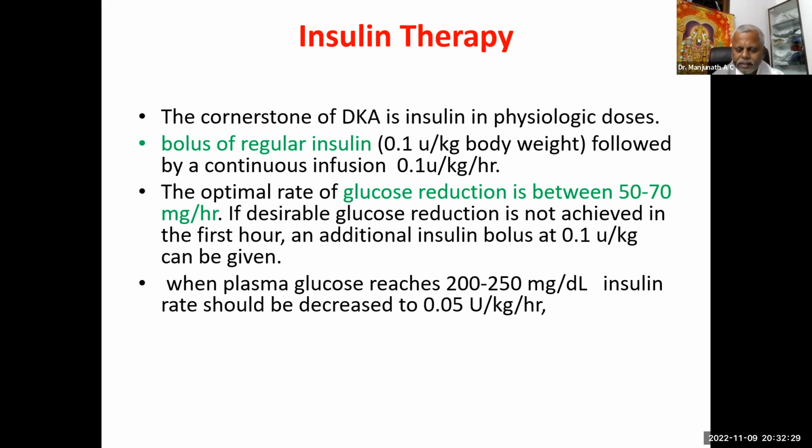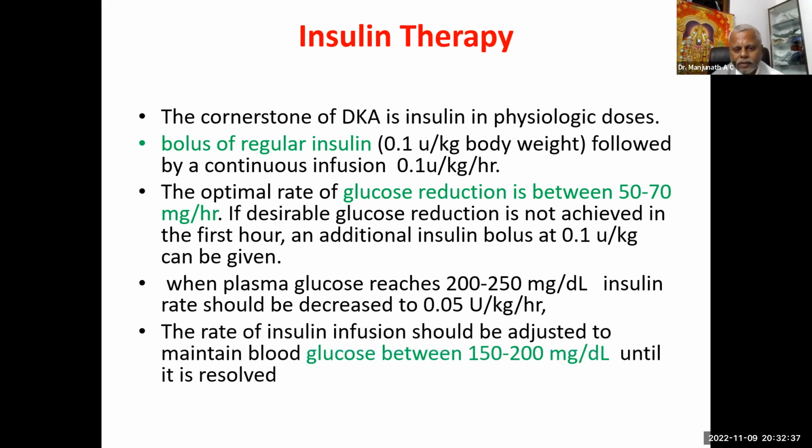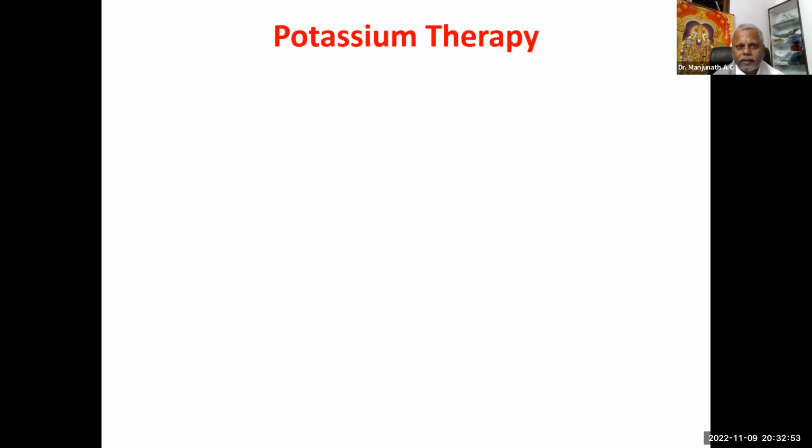When plasma glucose reaches somewhere between 200 to 250 milligram per deciliter, the insulin rate also should be decreased. The aim is not a very tight control. Around 200 to 250, we have to decrease the insulin itself. The rate of insulin should be adjusted to maintain the blood glucose between 150 to 200 milligrams per deciliter until the diabetic ketoacidosis is resolved. In case it is falling further, even dextrose can be started to maintain 150 to 200.